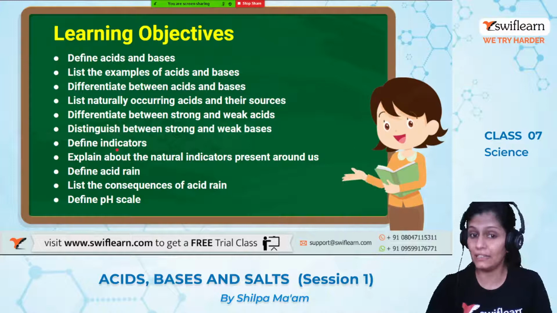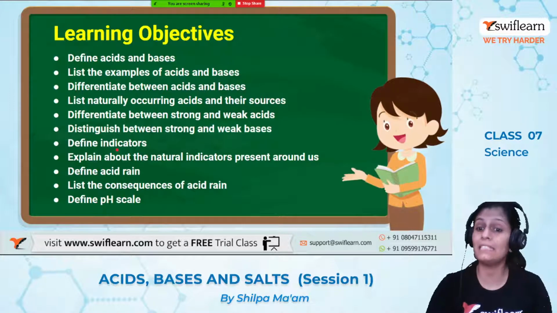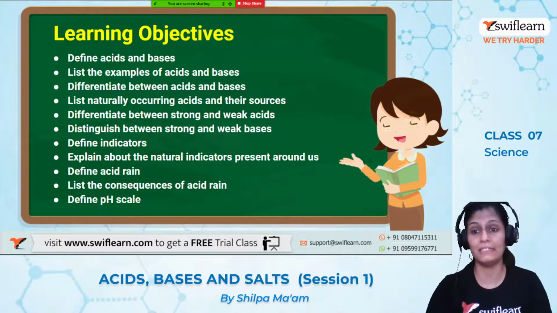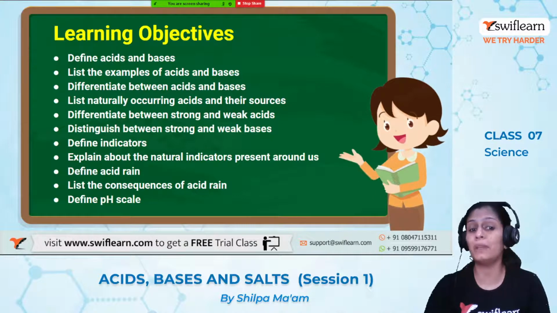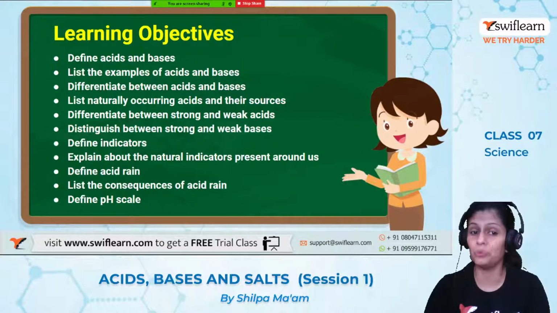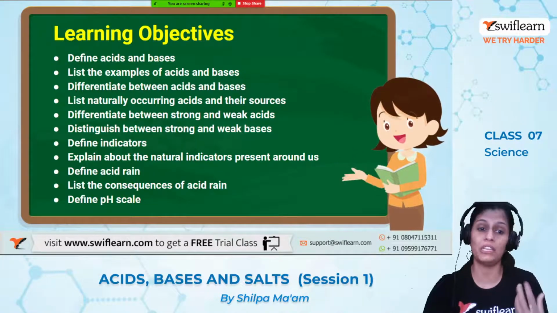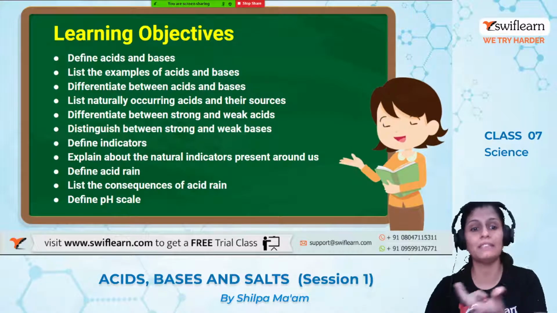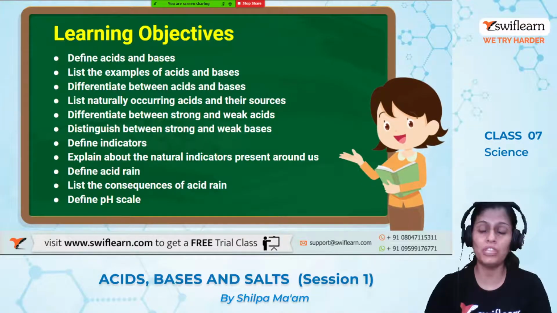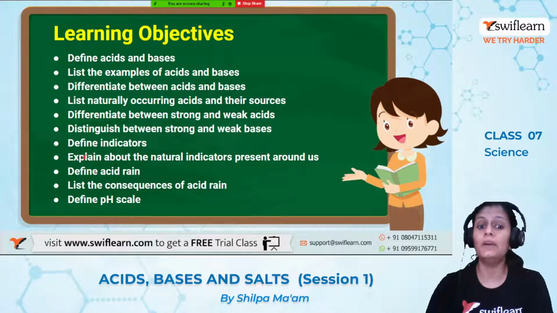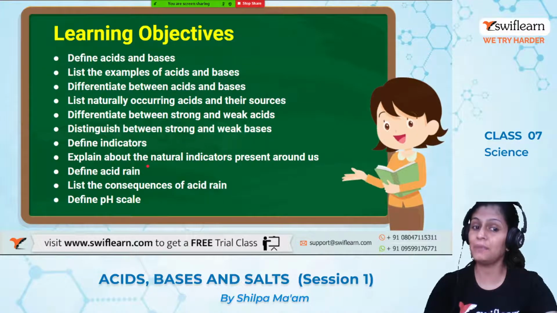And what is the role of indicators? For example, if you cannot taste anything to judge whether it is an acid or base, then indicators just pop in to play their role. We can use indicators to check whether a given thing is an acid or a base. And if no change is there, then it is a salt. What are the natural indicators that are present around us?